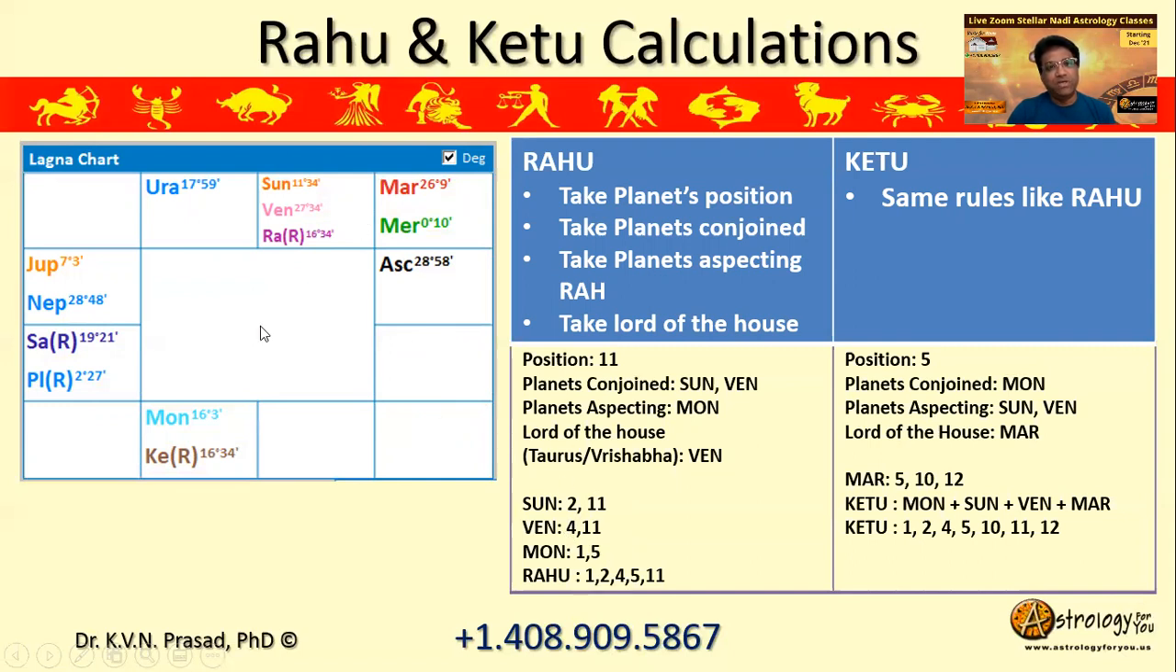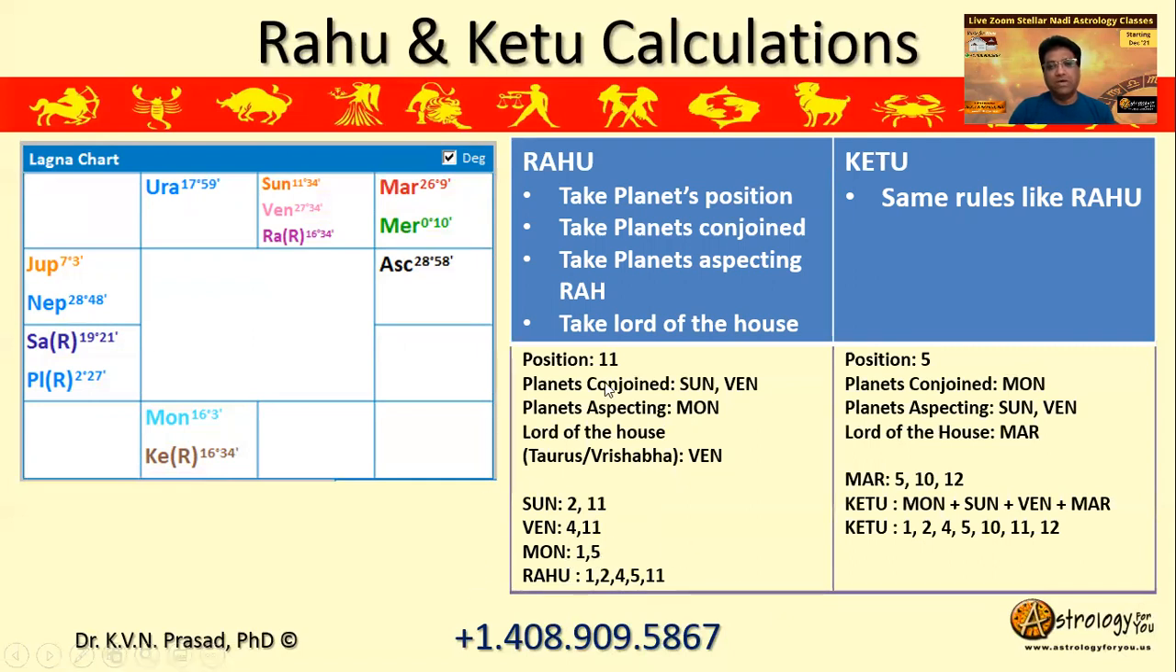So you write it. Now Moon, right? We have to look at all the planets. Moon is the Lagna Lord, Karkata Rasi, and he is placed in the 5th house. So 1, 5. So for Rahu, we total 2, 11, 4, 11, 1, 5. You combine everything, so that is 1, 2, 4, 5, 11. Since 11 appears 2 times, you don't have to write it twice, you can just write it once. So Rahu is affecting the 1, 2, 4, 5, 11 bhavas.